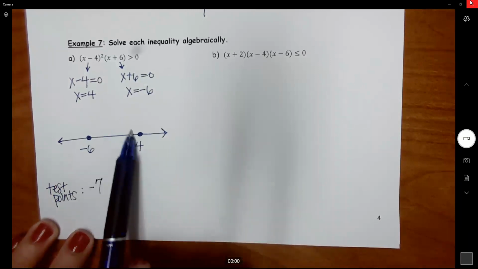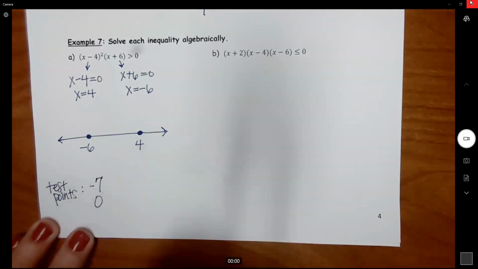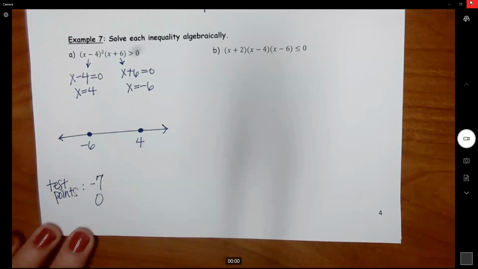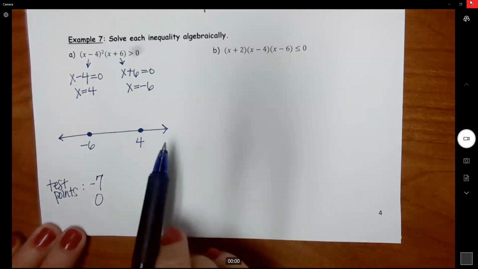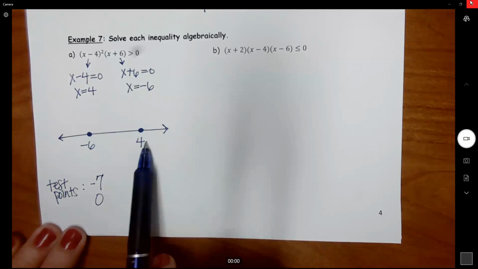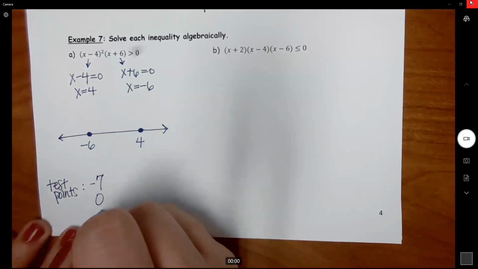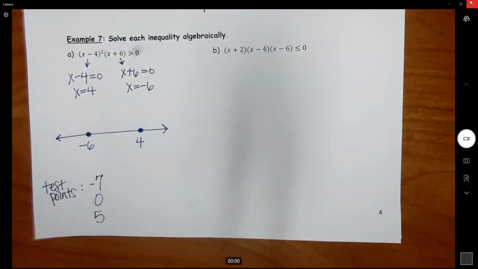I need something here in the middle. 0 is always a good one. And I need something that's over here, something that's greater than 4. I'm just going to go with 5. So plug those in.